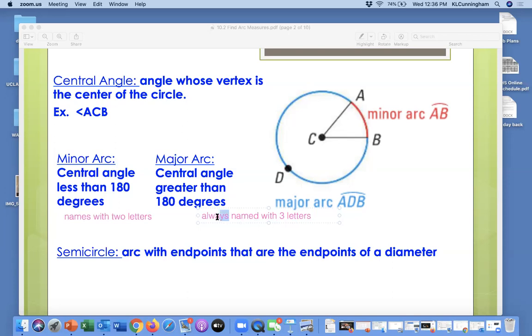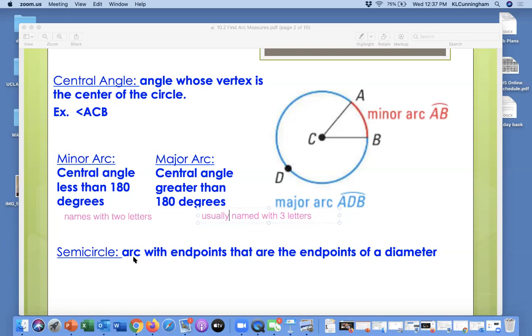I'm going to say this is usually as well. I've seen some minor arcs named with three letters. The main thing is, though, if they just give you two letters, that means go the quickest route. So when they say arc AB, you could go this way, or you could go the long way. But because it's two letters, go the quickest route, which is AB. We'll see lots of examples, and we'll see how that comes up more.